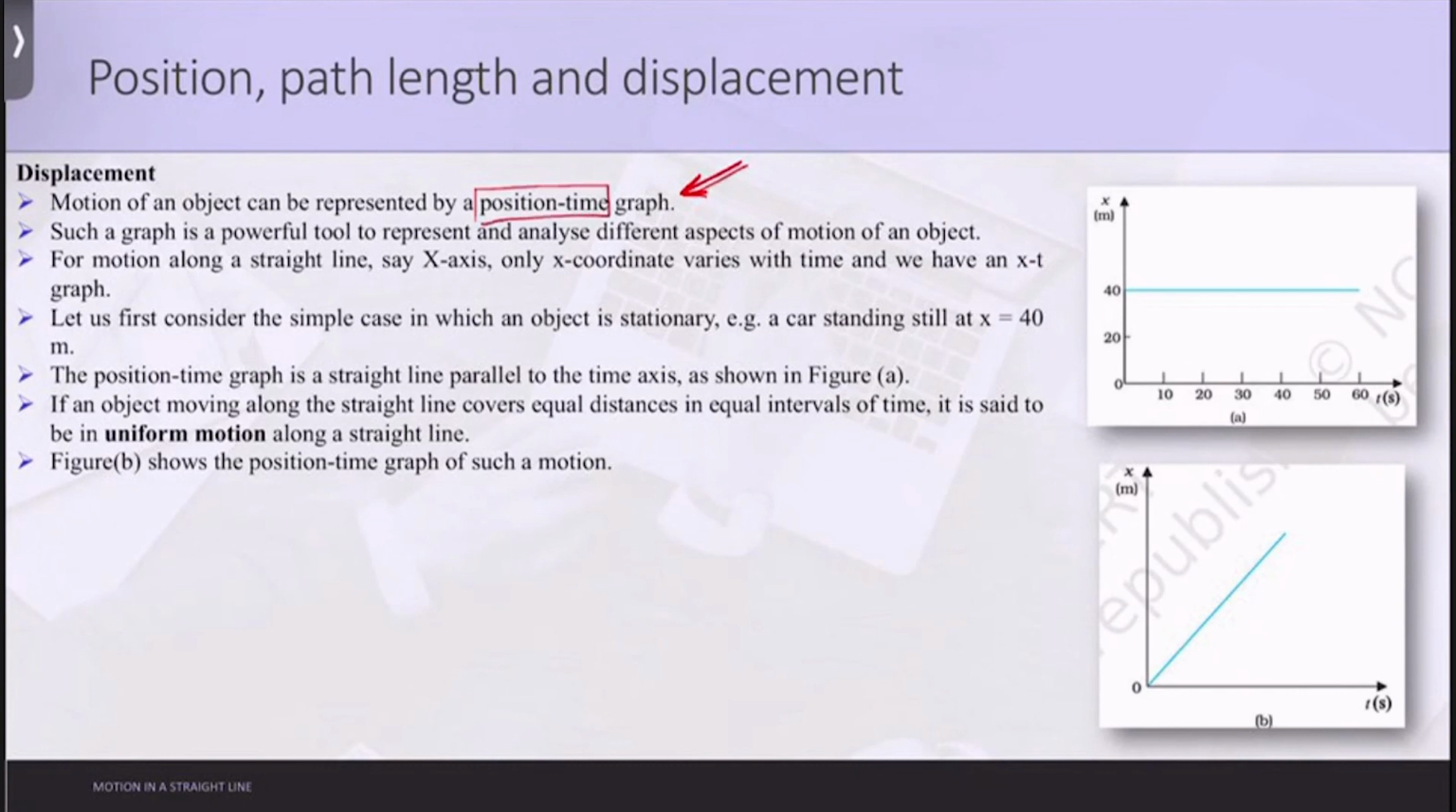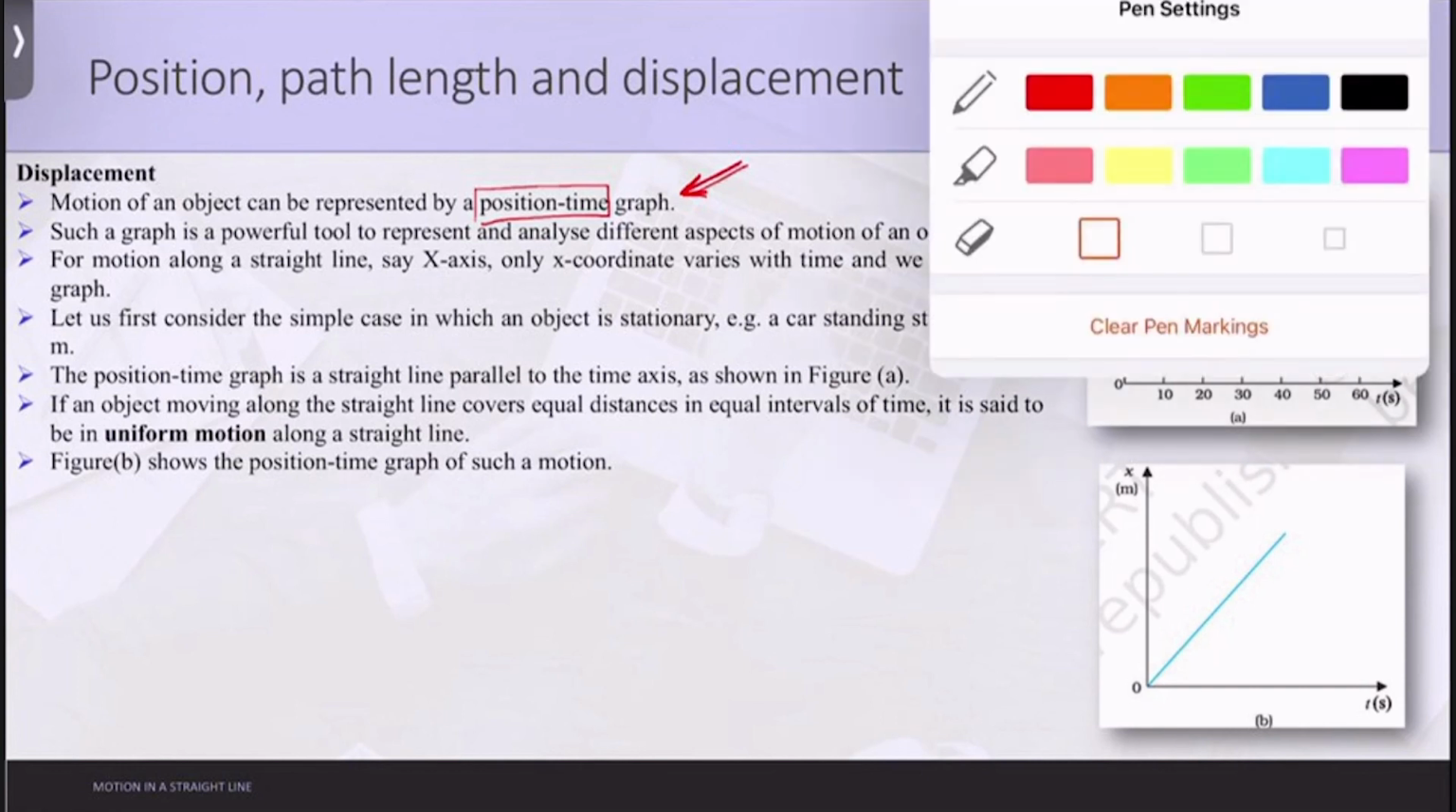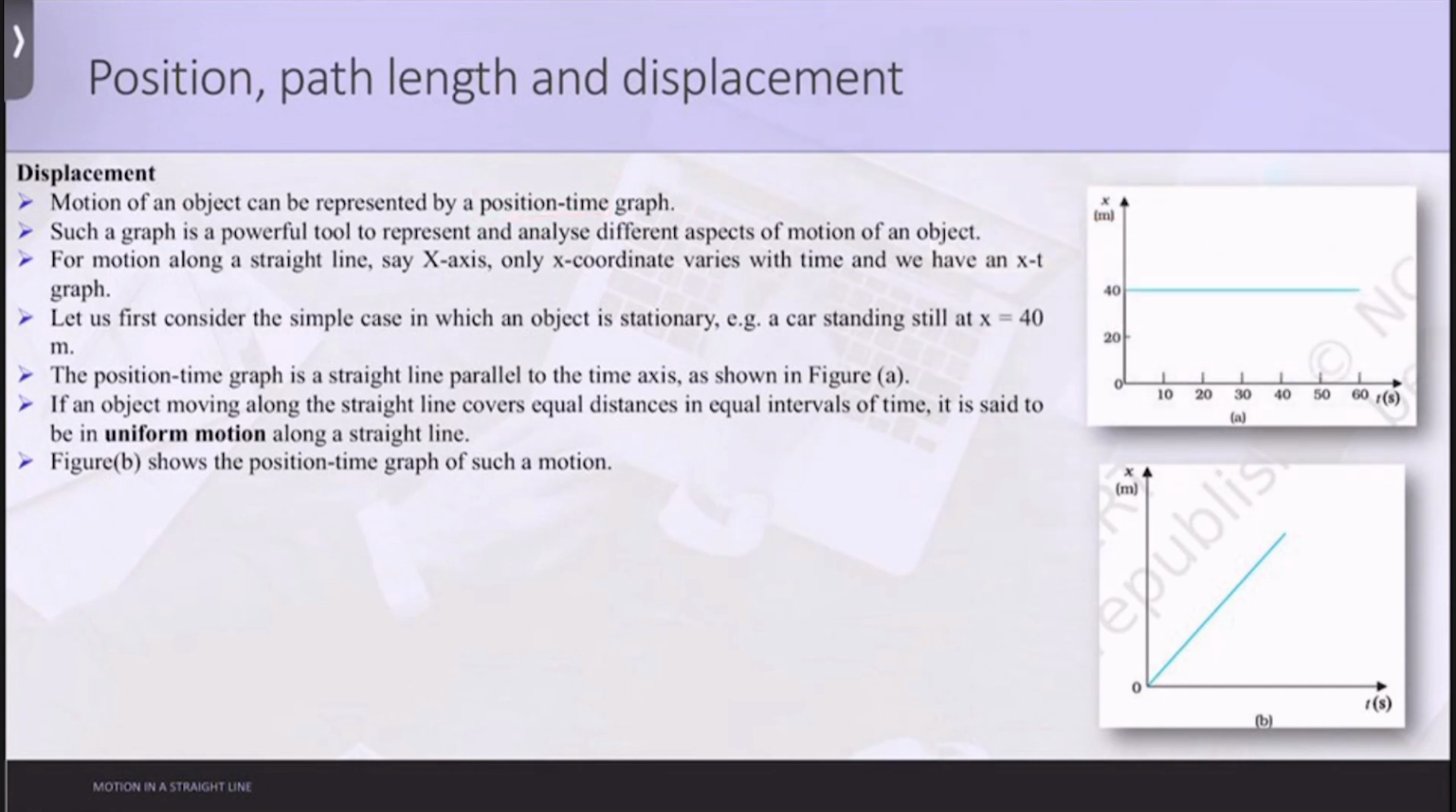What does it mean, a position time graph? There will be a graph drawn in which the x-axis will be time and the y-axis will be x. X tells you a position, right? So that is the meaning of your position time graph. Such a graph is a powerful tool to represent and analyze different aspects of motion of an object.